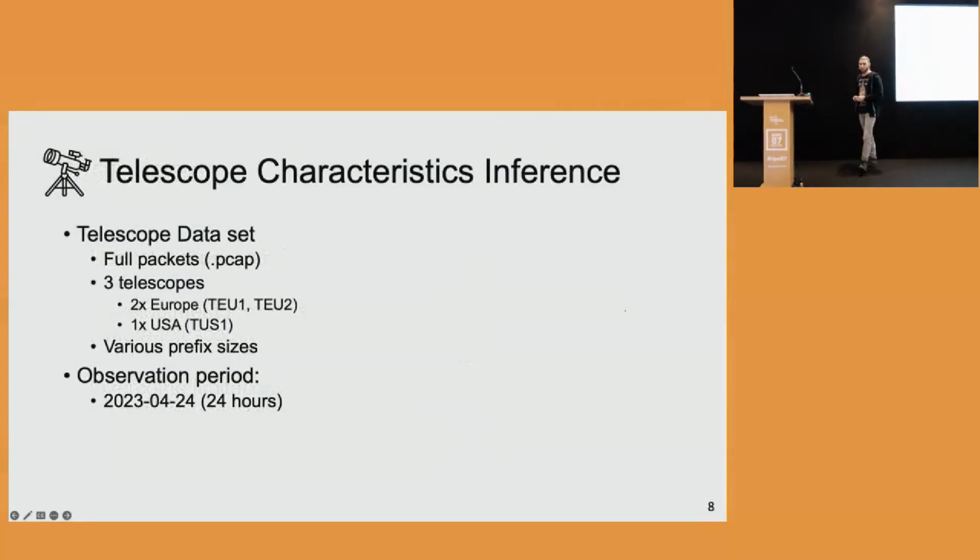All right, so first of all, we need to get the characteristics from the traffic. We were collaborating, as I said, with 3 telescopes. 2 of them are in Europe in different countries; we refer to them as TEU1 and TEU2. And there is another one in the US. Those telescopes operate tcpdump, so we get the full packet captures. That gives us lots of insights. Those 3 telescopes have different prefix sizes, so they're quite mixed, which was also interesting. We were looking at a 24-hour period in April.